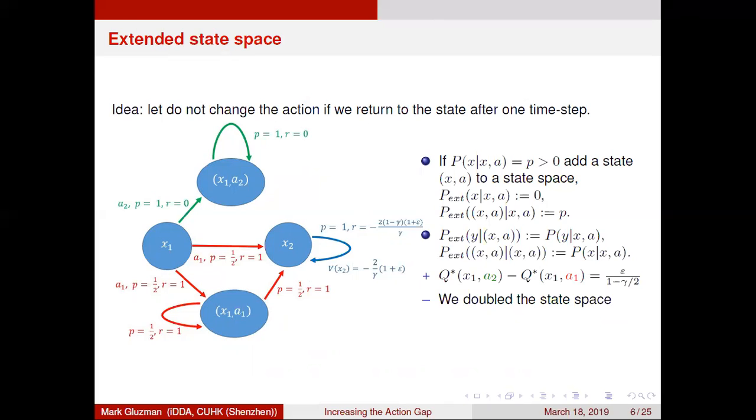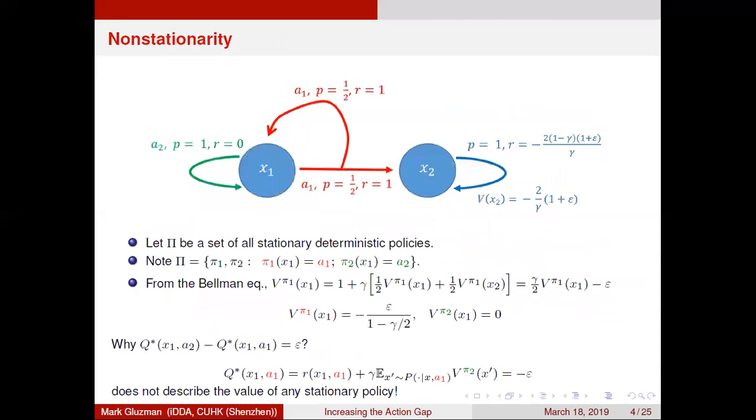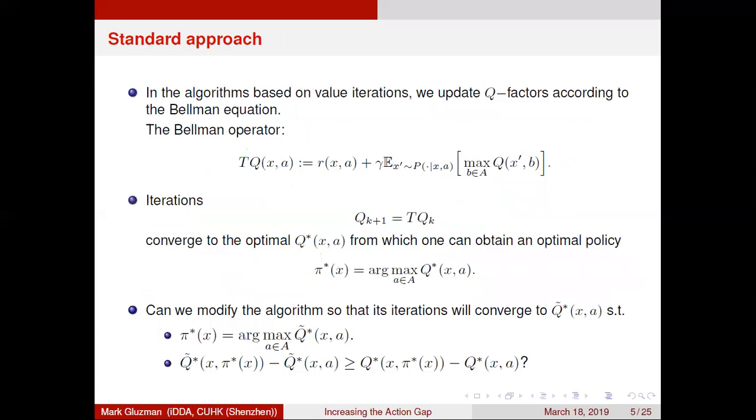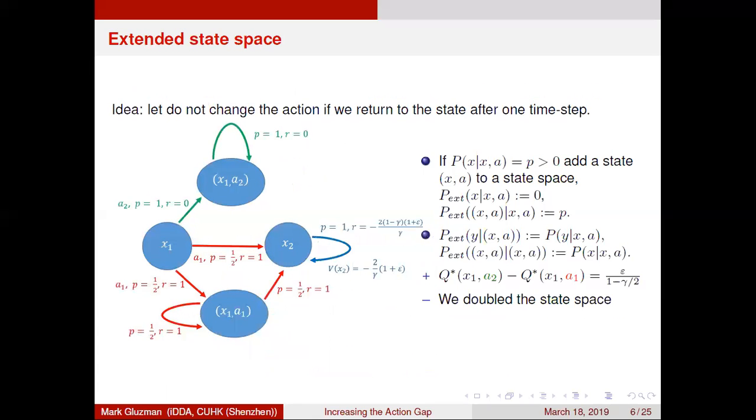So if we go back to our problem, let's say we choose action A2, which, I remind you, just takes us back to the same state. In this case, we'll move to the state X1 A2, and this state will be observed. Same thing we can do with state X1. If we move to X2, another state, there is no problem. The state space and position are the same. But if we go back to the same state X1, then we'll move to state X1 A1, and in this state we'll have this loop and transition to state X2.